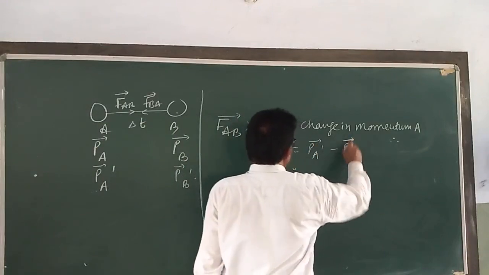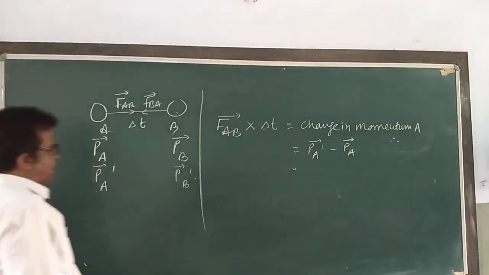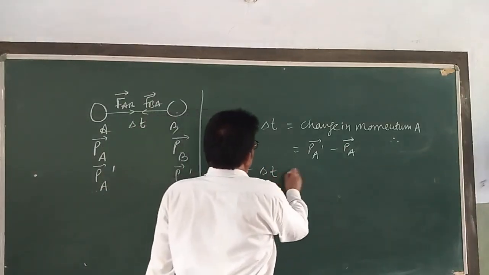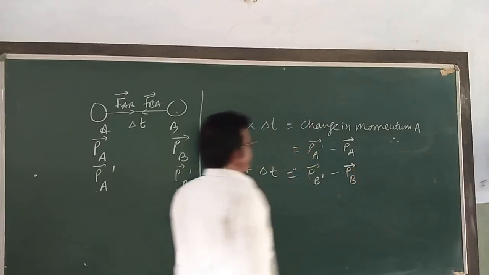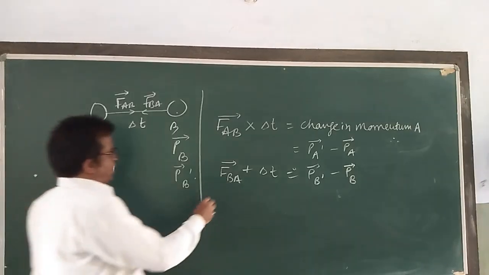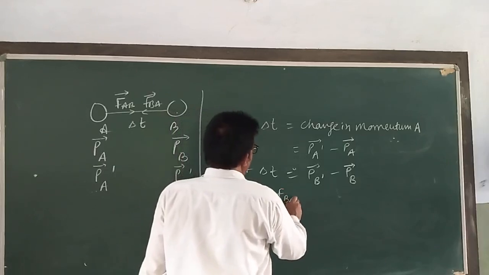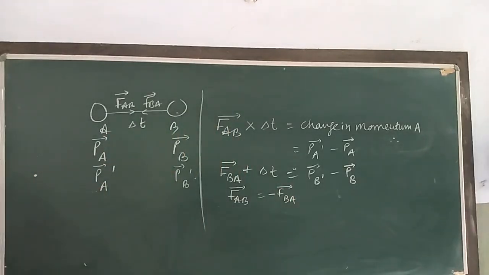Minus PA for this body. Similarly, the force there on B, that is F_BA into delta T into change in momentum, that is PB dash minus PB. According to Newton's third law, both the forces F of AB is equal to F of BA but with a minus sign. Both the forces are equal and opposite.